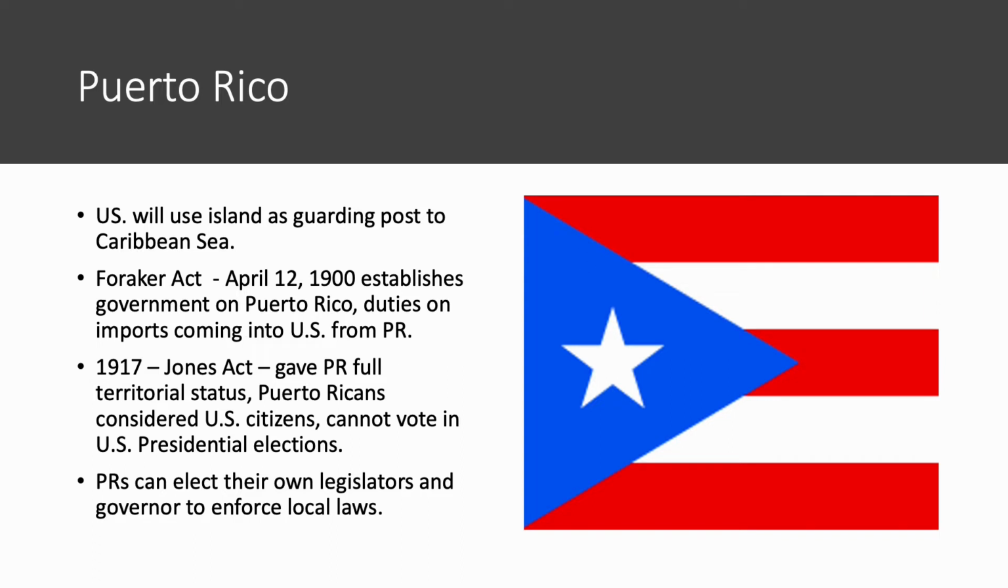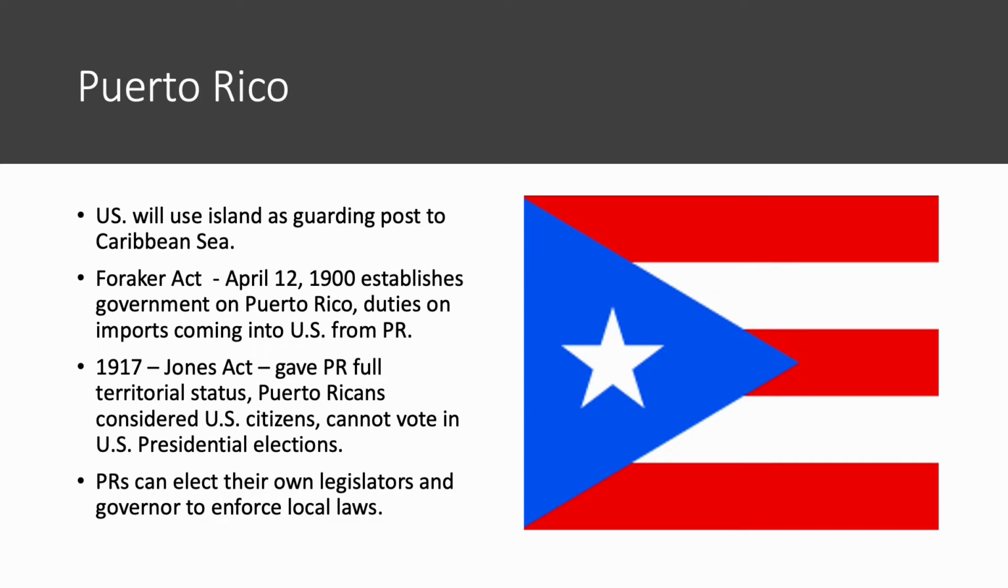As for Puerto Rico, which was gained by the Spanish-American War, the United States is going to use the island as a guarding post to the Caribbean Sea. The U.S. passes the Foraker Act on April 12, 1900, and this is going to create a government for Puerto Rico. It's going to create duties on imports coming into the United States from Puerto Rico. So duties are like a tax that is applied to any goods that are coming from Puerto Rico to the United States.